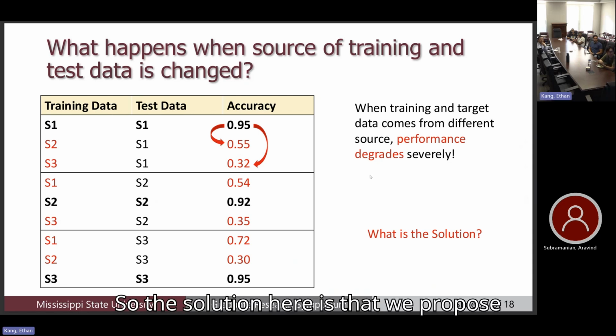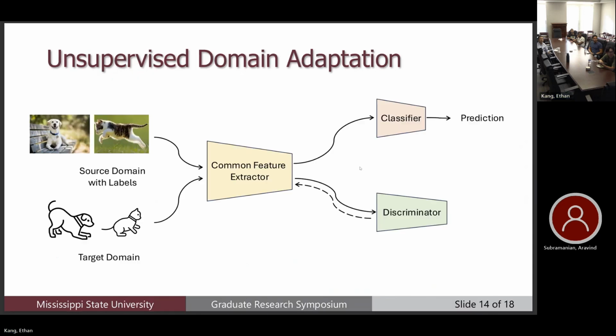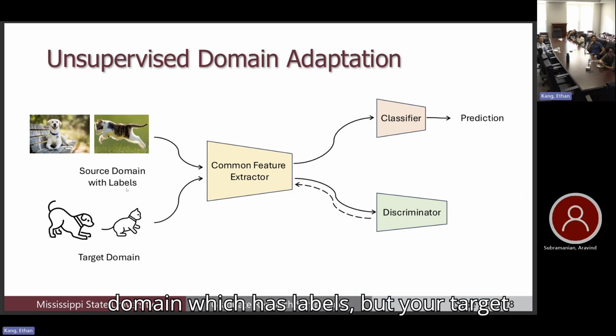So the solution here is that we propose a domain adaptation method that can adapt source 1 to source 2 and source 2 to source 3, something like that. So here is a very simple representation of how a domain adaptation model works. Let's say you have images of dog and cat in real life images, but you also have another domain of images, just clip art or icons. So you train your model with real images, but you want to predict or evaluate the model on this clip art. So you have a source domain which has labels, but your target domain doesn't have any labels.